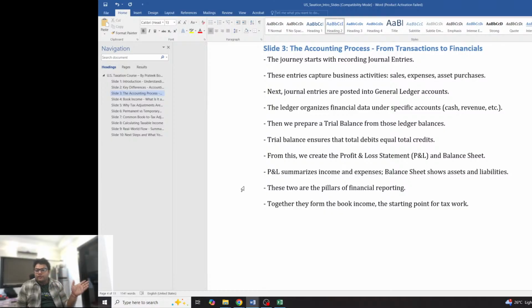From transactions, how would you arrive at taxable income? You will have your transactions, then you pass journal entries. Those journal entries get posted to the general ledger. The general ledger then gets posted to the trial balance. Based on the trial balance, you classify between P&L and balance sheet, and from the P&L you arrive at book income. Book income will be the first thing that we utilize when we start the process of calculating our taxable income.